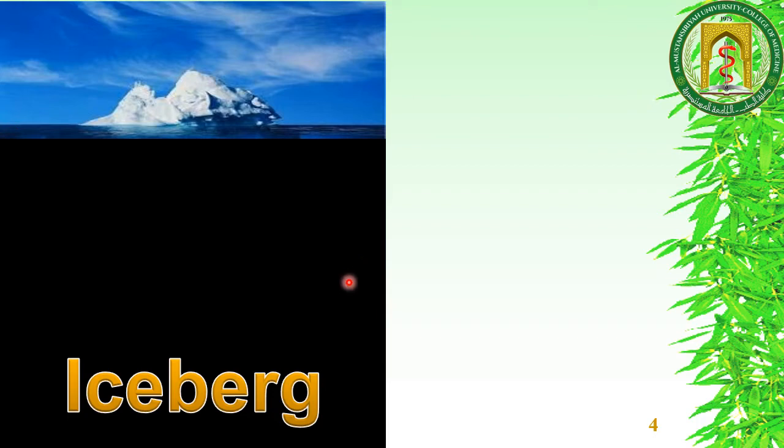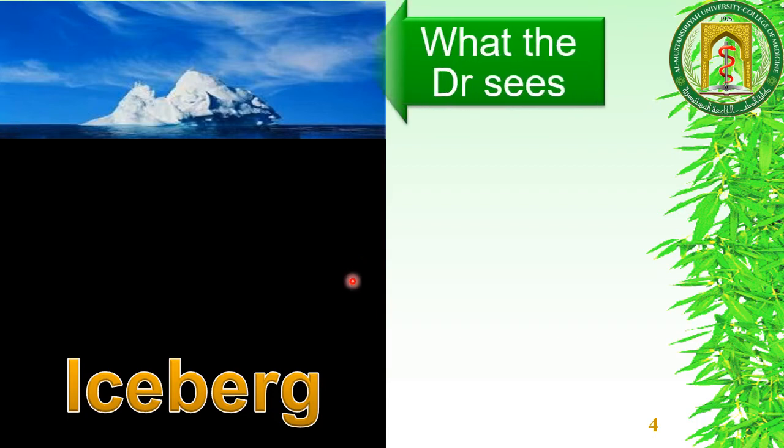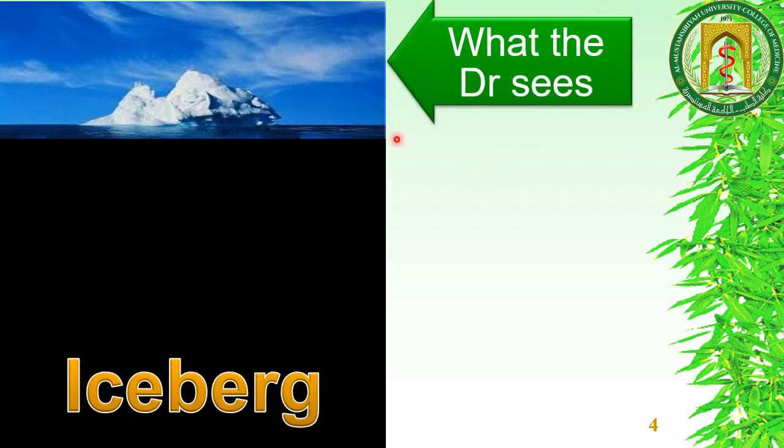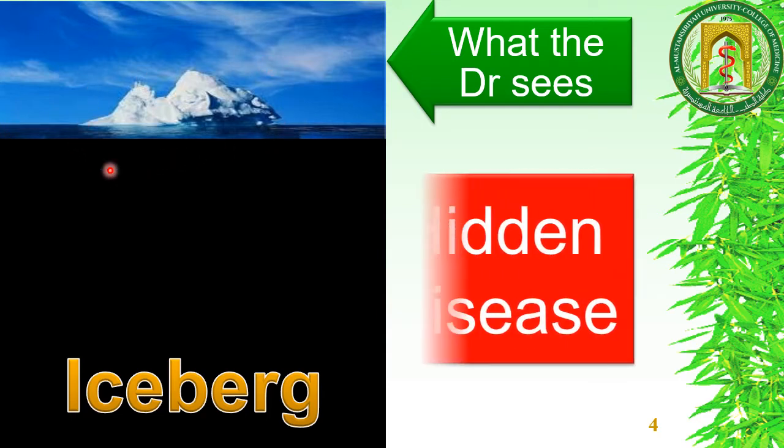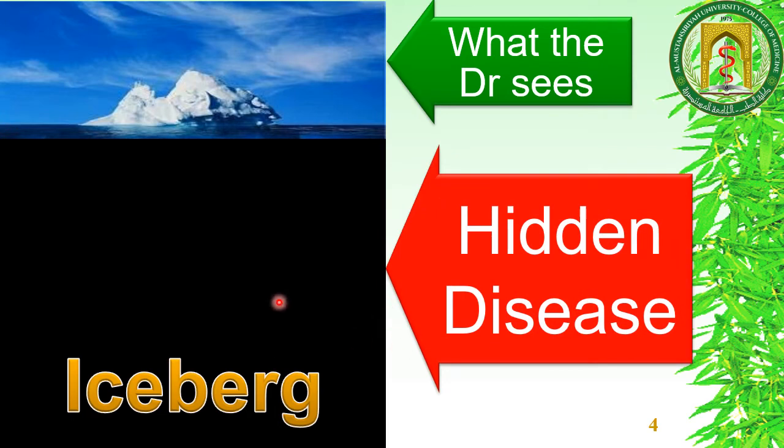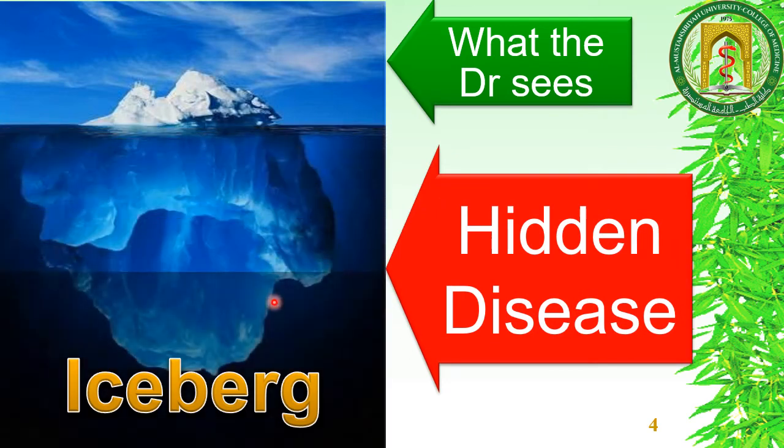We do screening for a disease because what the doctor sees of the health problem represents only a small proportion, or what we call the tip of the iceberg. There is a large amount of hidden disease, which is due to subclinical infection, undiagnosed cases, asymptomatic cases, carriers, and so on.